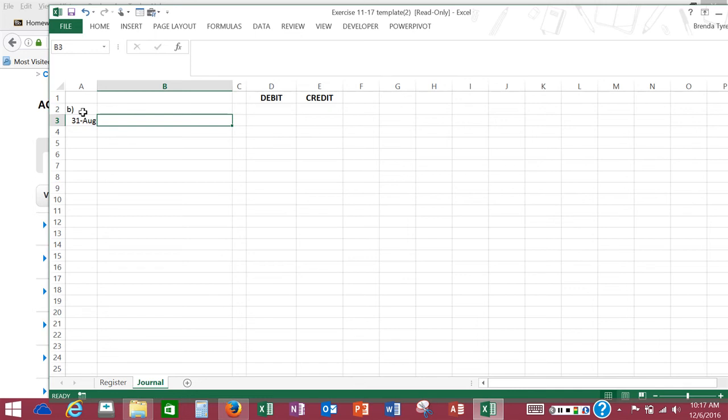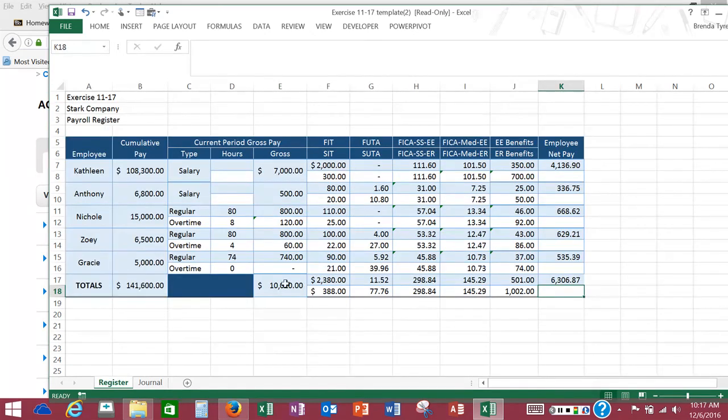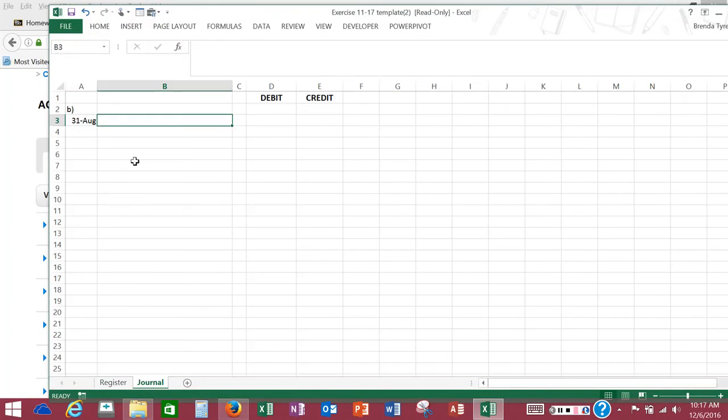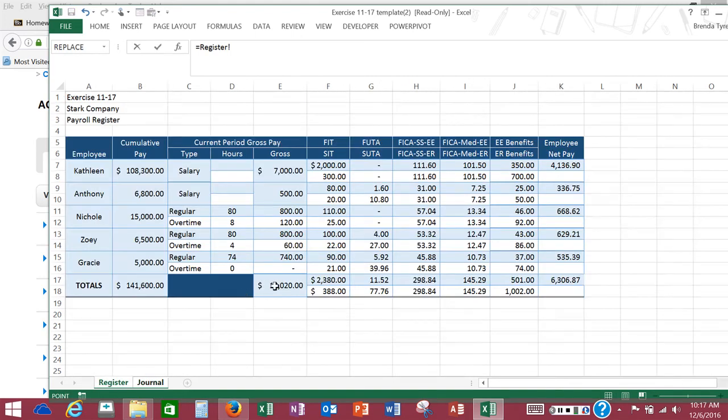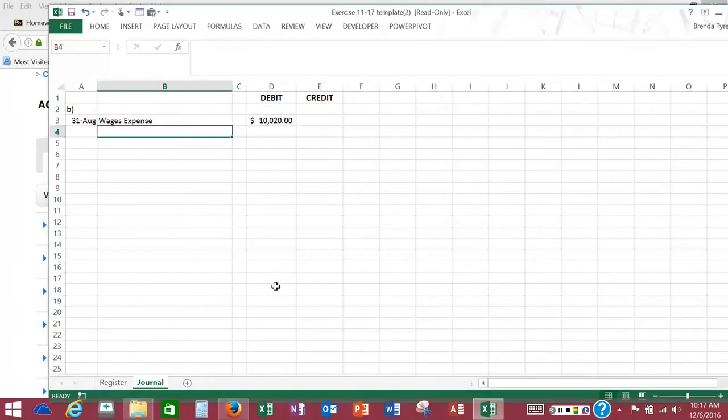The first thing that we know is that we have our wages, our salaries. What's the gross pay, right? That's going to be our expense. So we look back at our register and we can see a gross pay of $10,020. Take that over to our journal as salaries or wages expense, whichever one you prefer. I'm going to use wages expense. And our debit will be that 10,020 number.